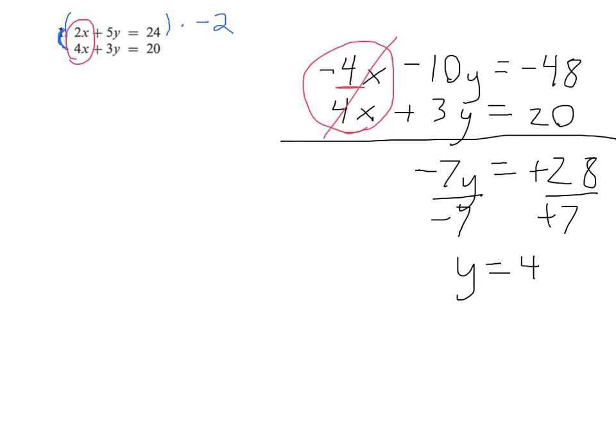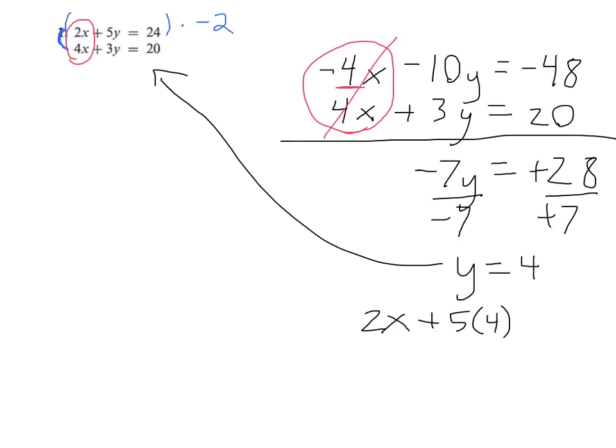Now I plug this back in. Always plug it back in to get its partner. Either equation. Let's plug it in the first one. So we get 2x plus 5 times 4 is equal to 24. So 2x plus 20 is equal to 24. Okay, one second here, I'm going to make things smaller.